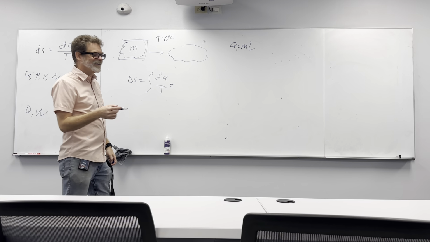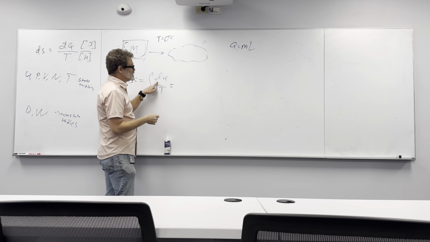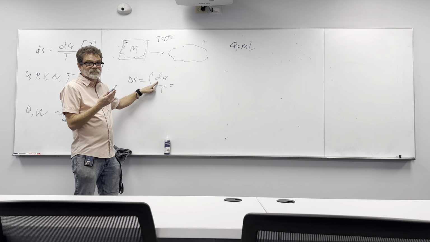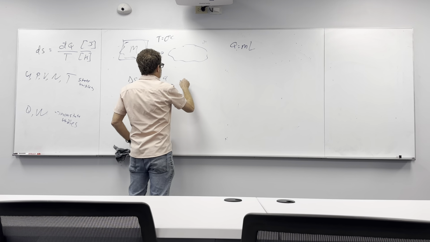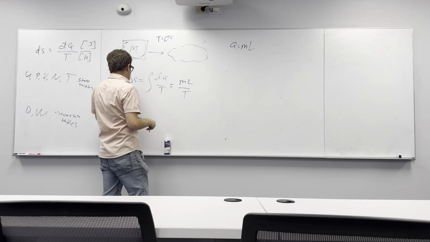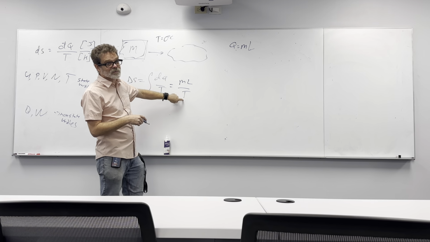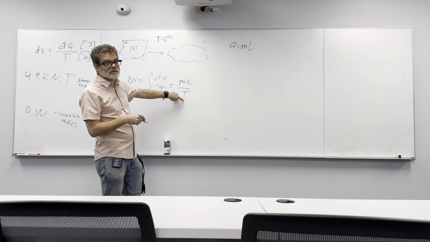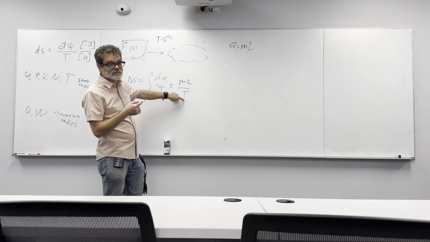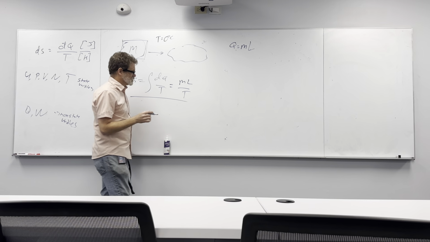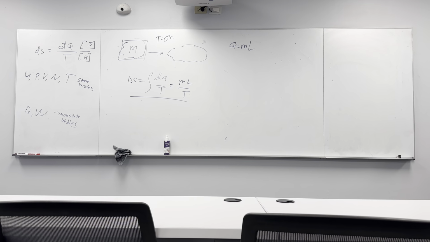I did not. Ah, dQ is a constant. What does that mean? Right, and I make it Q, so this would be mL over T. So that would be the change in entropy for melting my ice. Now I can't use 0 degrees Celsius. Why? Because it's got to be in Kelvin. Right? So this is the entropy change when I go through a phase change: M times the latent heat divided by the temperature.